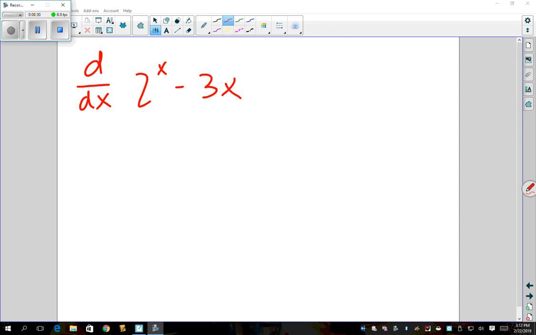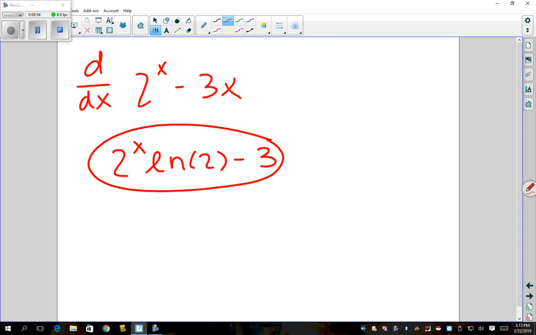So here's an example where we're asked to find the derivative of 2 to the x minus 3x. And so again, we're still just using our basic derivative rules with the adding and subtracting. And so I can take both of these derivatives separately. So the derivative of 2 to the x, as we learned from the last slide, is 2 times ln of 2 minus the derivative of 3x is just 3. And so this is our final derivative.